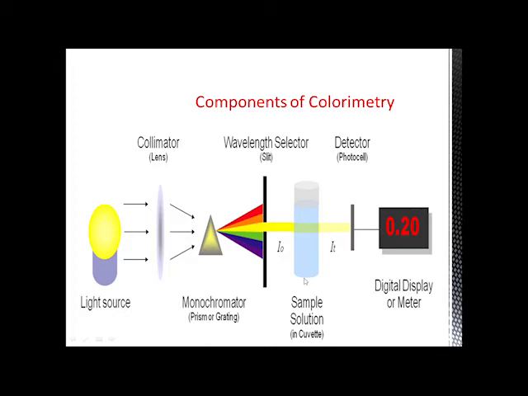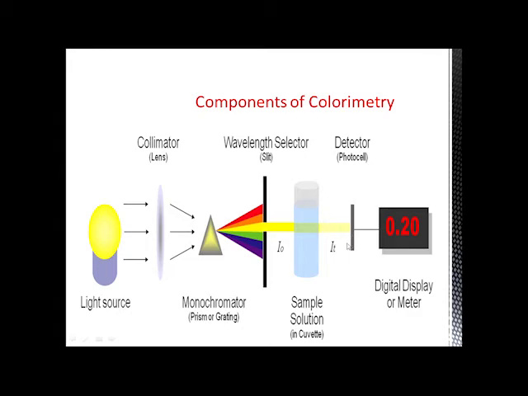Next, the sample is held in a sample holder or a cuvette. There are different types: rectangular, square and circular cuvettes, made of optical glass for the visible wavelength, and quartz or fused silica for UV. The optical path of a cuvette is always 1 centimeter.